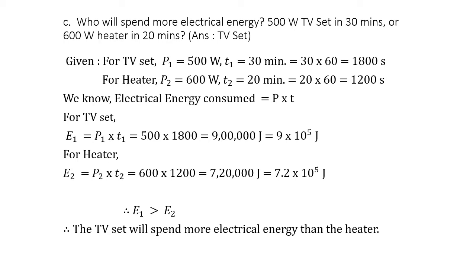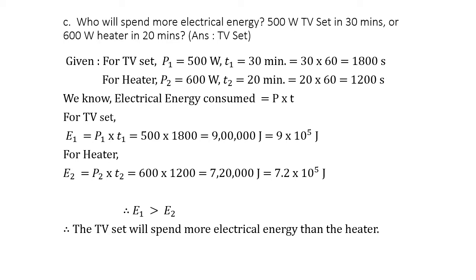For the heater, E2 is the energy consumed by the heater. So E2 is equal to P2 into T2. That is 600 multiplied by 1200, which equals 7 lakh 20,000. 12 sixes are 72. So 7 lakh 20,000 joule. If it is converted in this format, it will be 7.2 into 10 raised to 5 joule.